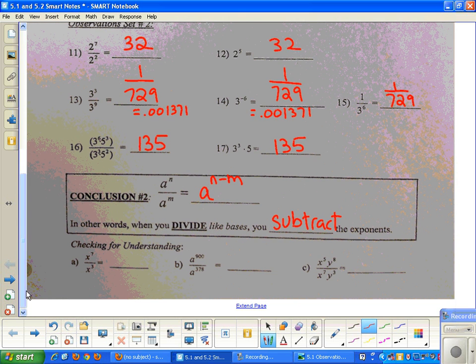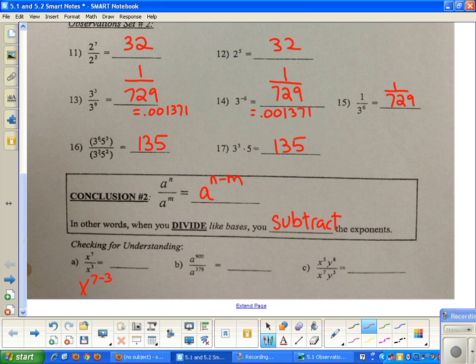Just to check our understanding, if I have x to the 7th divided by x to the 3rd, that's going to be x to the 7 minus 3, which is equal to x to the 4th power. If I have a to the 900 divided by a to the 378, subtract the exponents, so 900 minus 378 would be a to the 522.